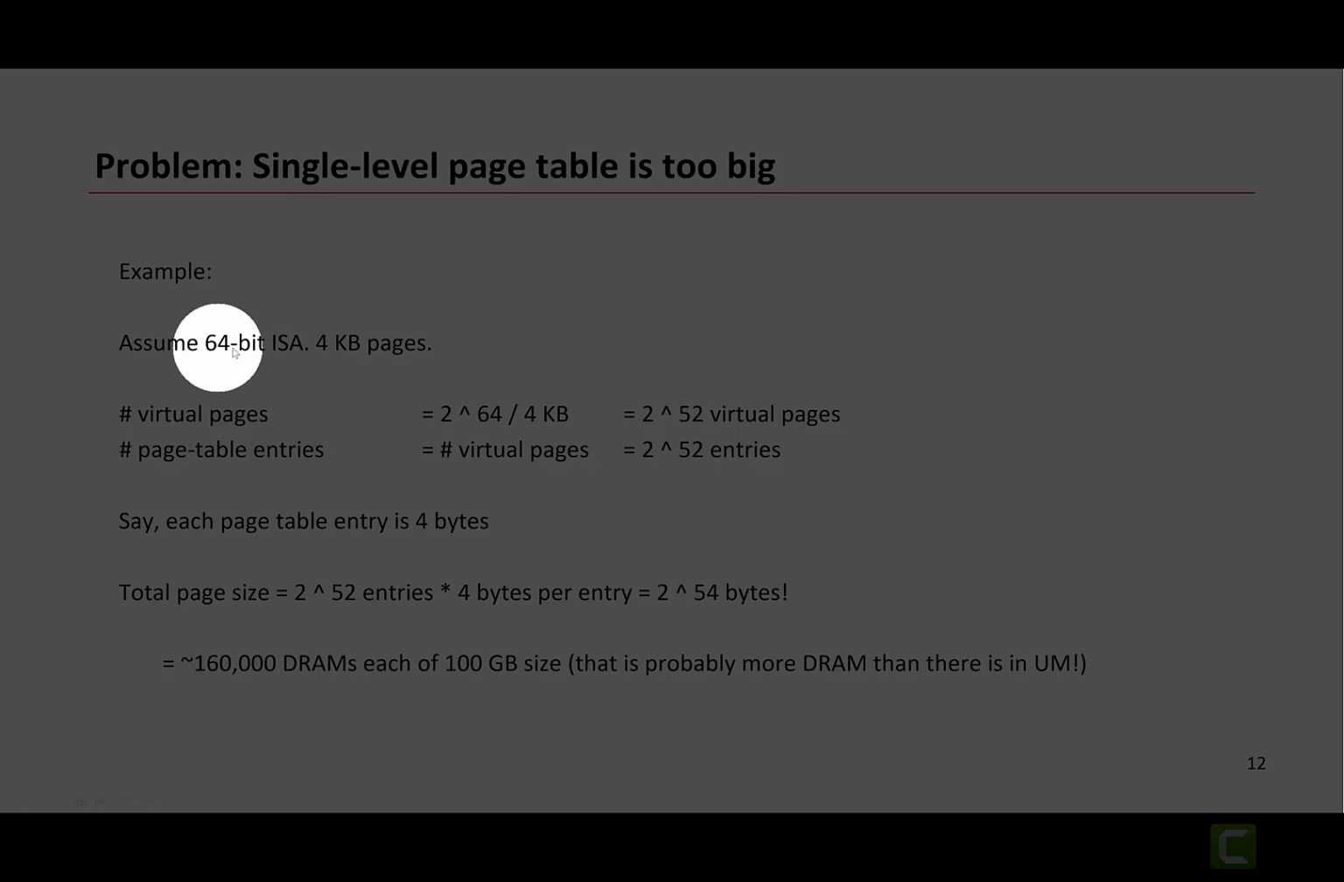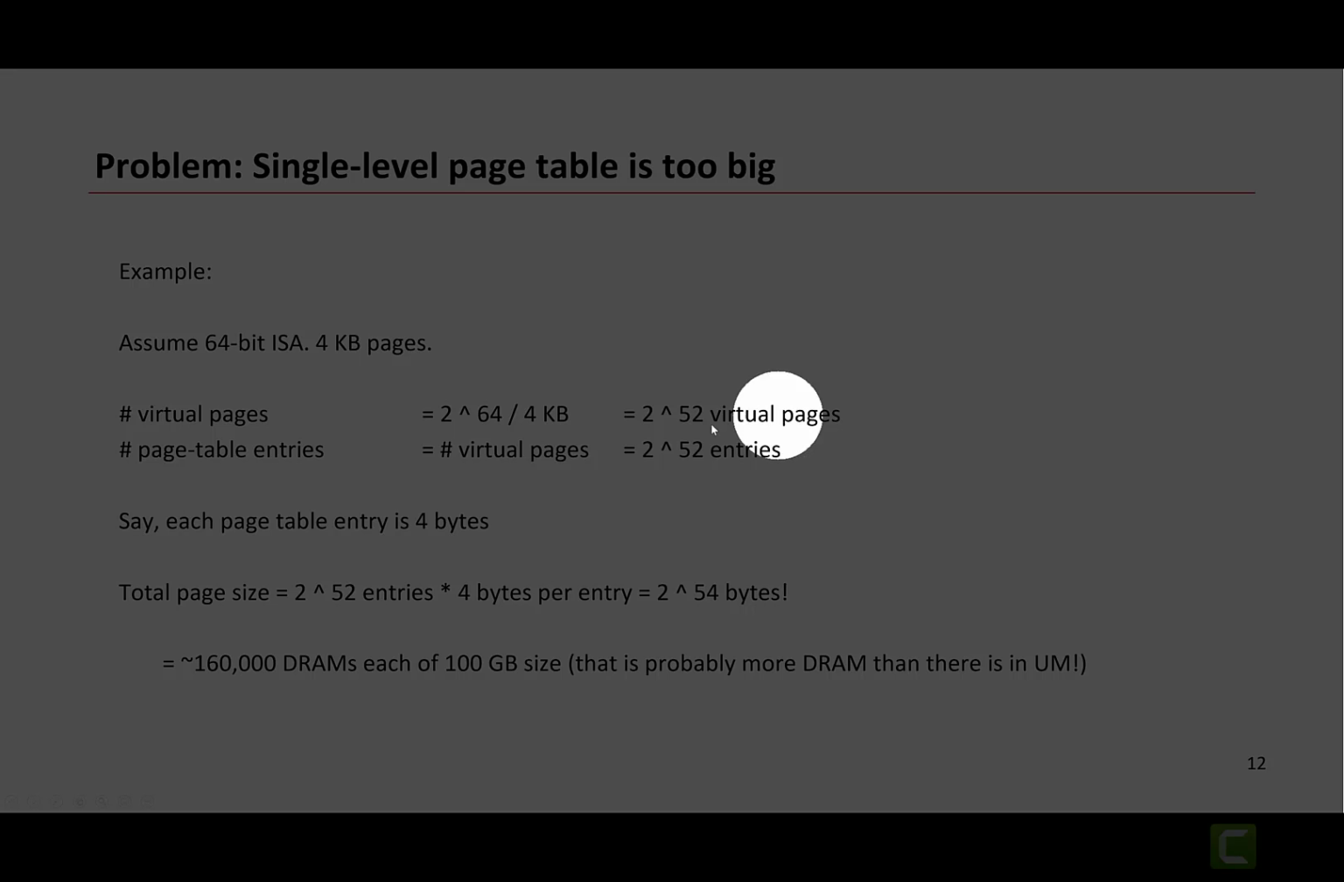So let's assume a 64-bit ISA and the page size is 4 kilobytes. The maximum number of virtual pages you would have in a 64-bit ISA is 2 to the power of 64 bytes divided by the page size, which is 4 kilobytes. So 2 to the power of 12, that's 12 bits. So 64 minus 12, that is 52. So totally we have 2 to the power 52 virtual pages. That's a lot of virtual pages.